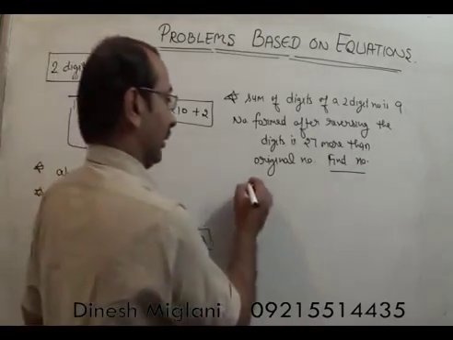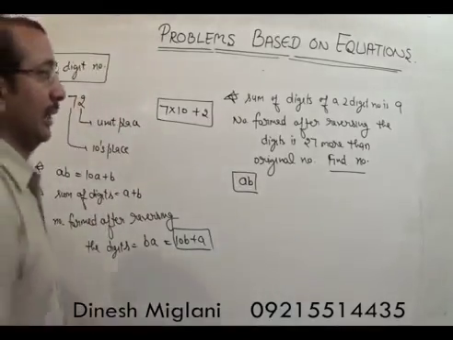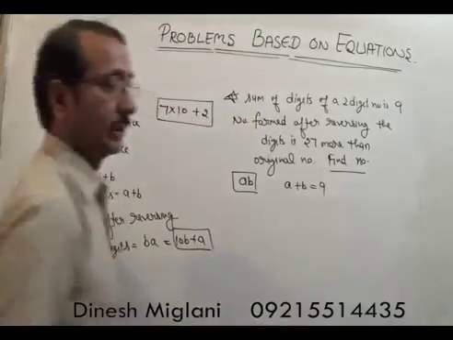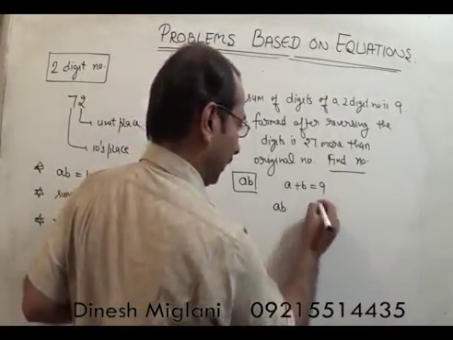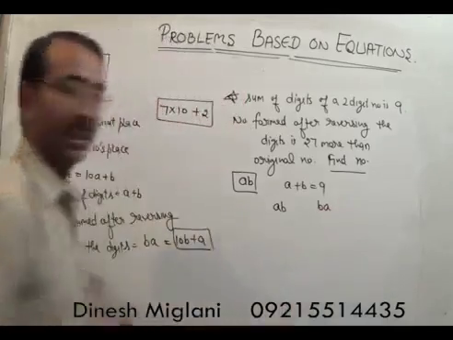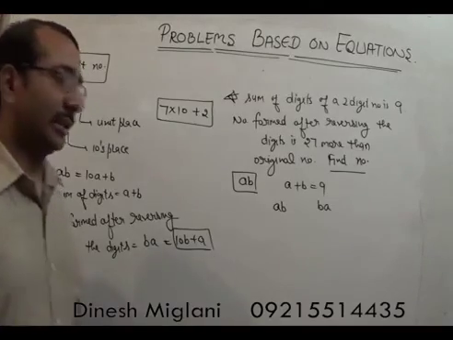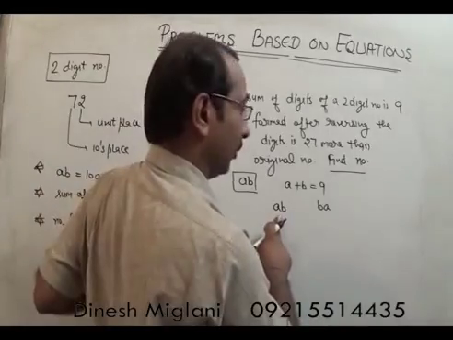So I can say if my number is AB, it is given that A plus B is equal to 9. Second, the number formed after reversing the digits: my number was AB and the reverse is BA. The number formed after reversing the digits is 27 more than the original one.